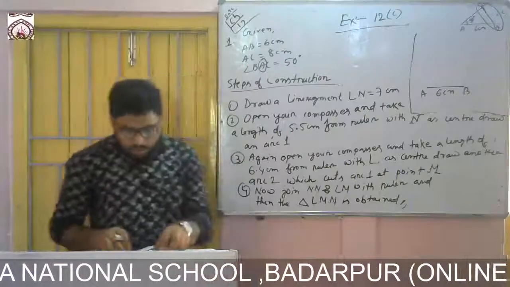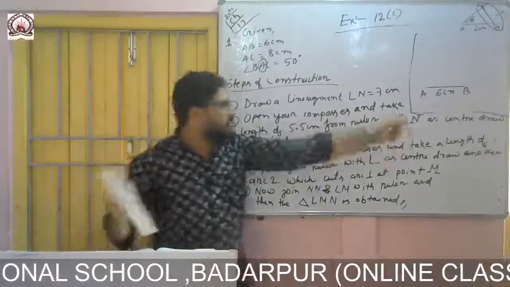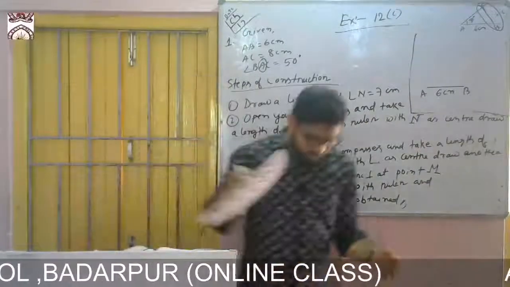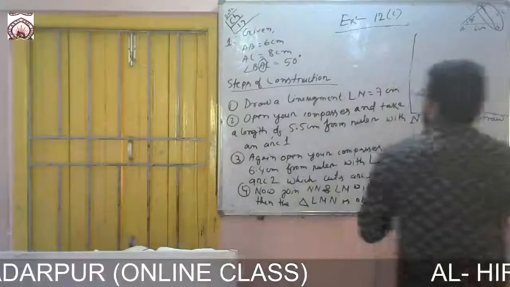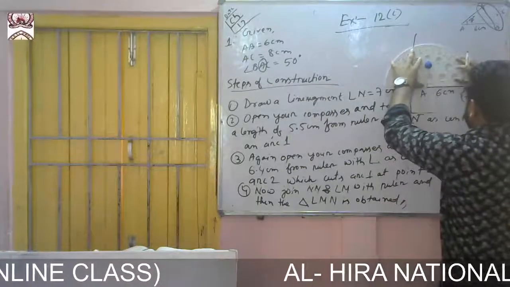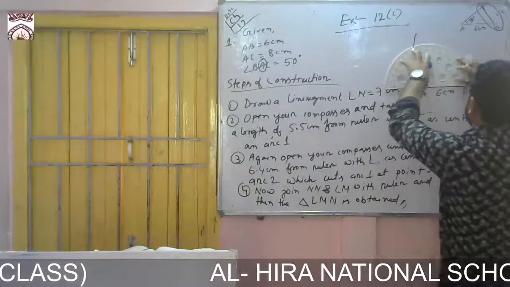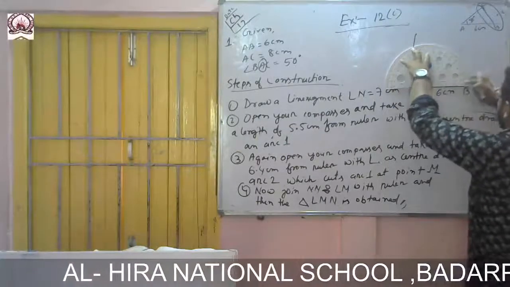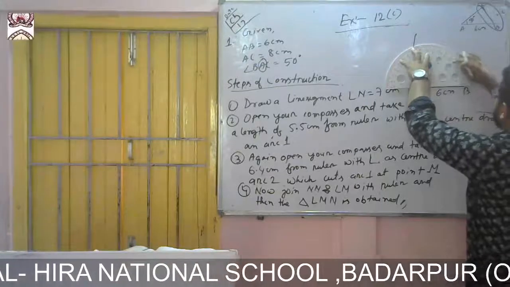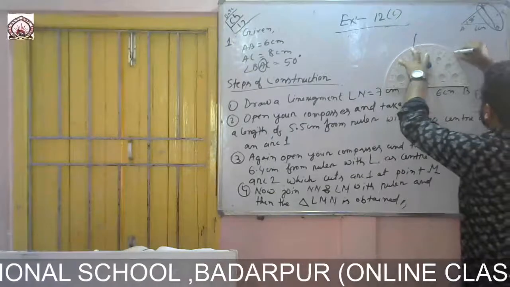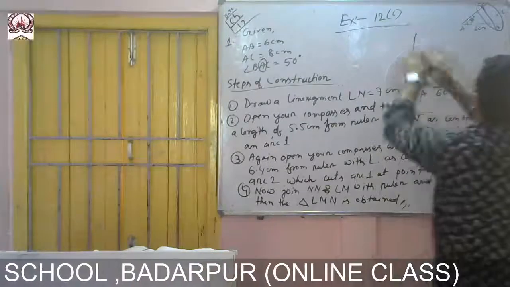So see, what you have done. We have drawn AB equals to 6 centimeter. Now take your protractor. Placing at A, measure 50 degree. If you count from right to left, then this way: 0, 10, 20, 30, 40, 50. So 50 is coming here.